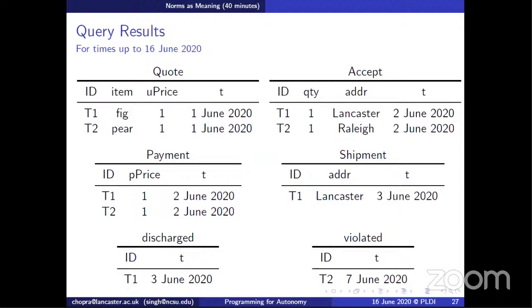And if you think about which commitments were violated, T2 would be violated. If you're looking at this database on the 16th of June, then you would infer that T2 is violated because shipment did not happen. It should have happened by the 6th, within 4 days of payment and accept, but it didn't happen. So you infer that this T2 tuple or transaction was violated on the 7th of June. So this gives you an idea of how the approach works.